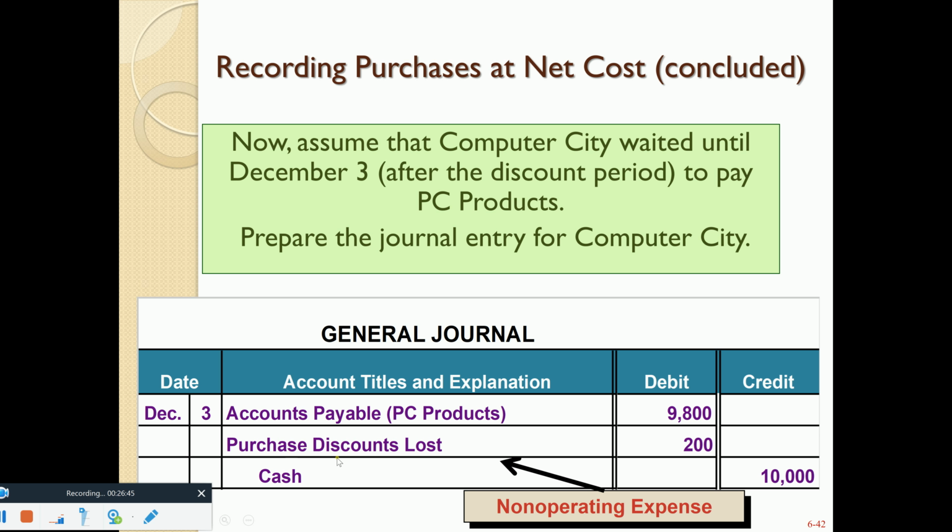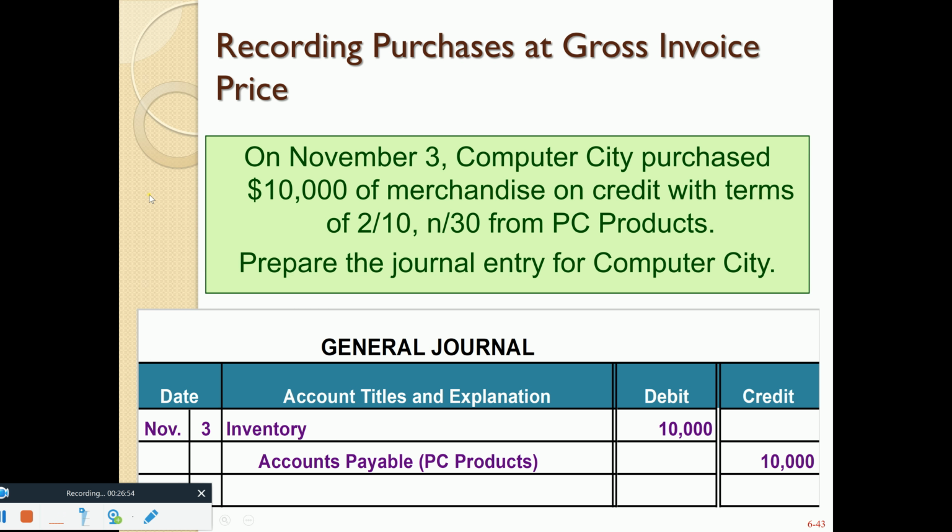We'll call it purchase discount lost or something along those lines, just so you know that that is an expense. We don't want that to happen. The other way to do it, and this is my preferred way, by the way, is to not record the original purchase at the net cost, but to record the purchase at the gross price.